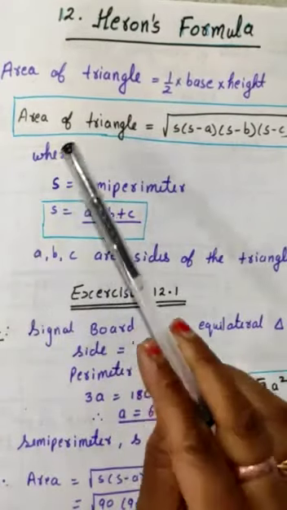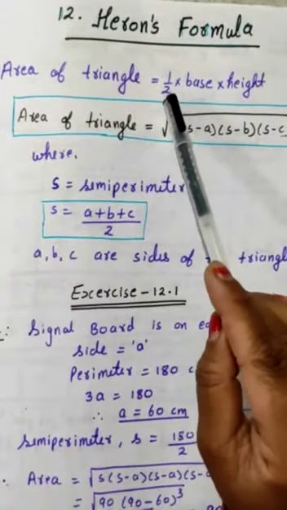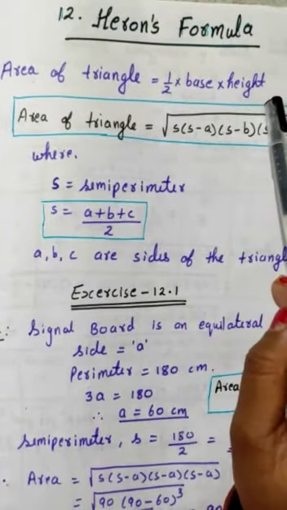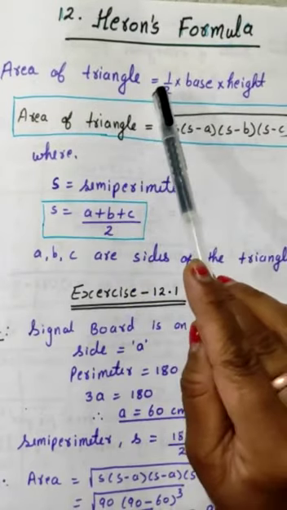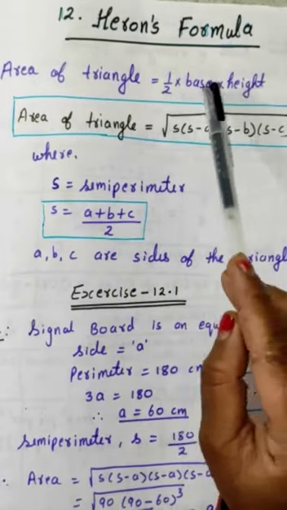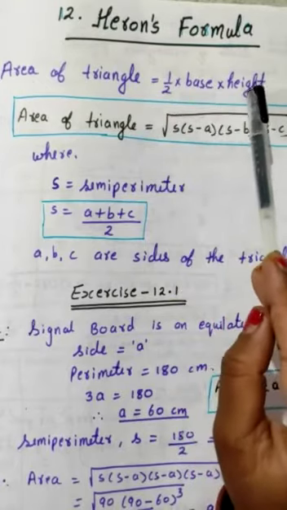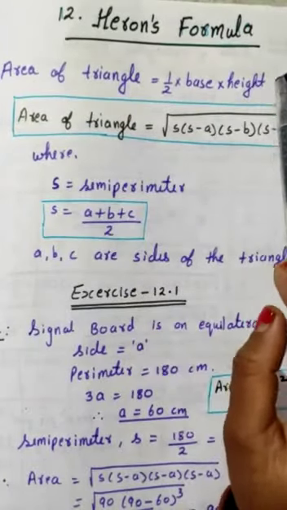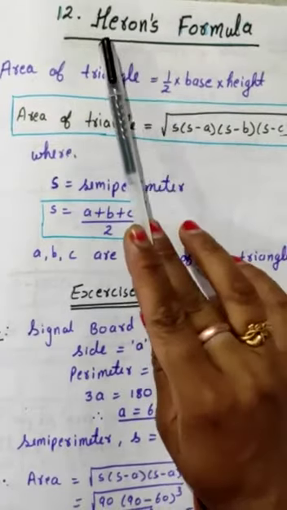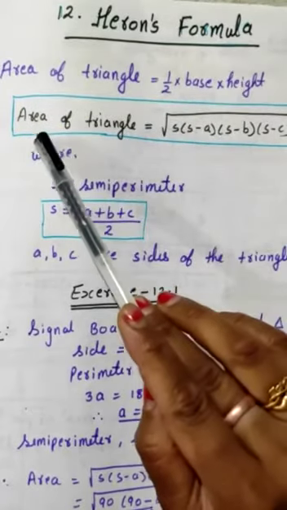You all know the area of a triangle is half into base into height. So the area of any triangle is given by the formula half into base into height. Now suppose in a triangle, the height is not given but the three sides are given, then you use a different formula, which is called Heron's formula, for calculating area.